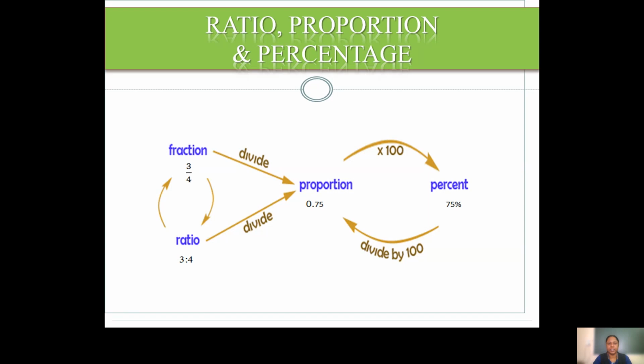Talking about a proportion, it is simply a statement in which two ratios are equal, and percentage means each hundredth. So it is a special kind of ratio where the denominator is 100. So I have given the representation of this number 3 by 4 in proportion as 0.75 and in percentage as 75%.